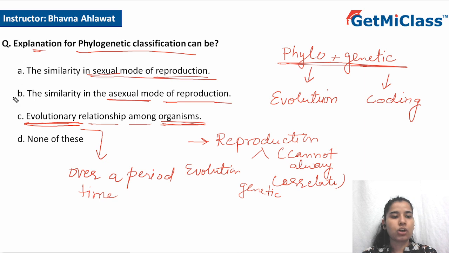According to all our options, the last option says none of these is correct, but we got the hint about evolution in option C. So out of all our options, the correct option will be option C: the evolutionary relationship between organisms is the phylogenetic type of classification. So option C is the correct answer.